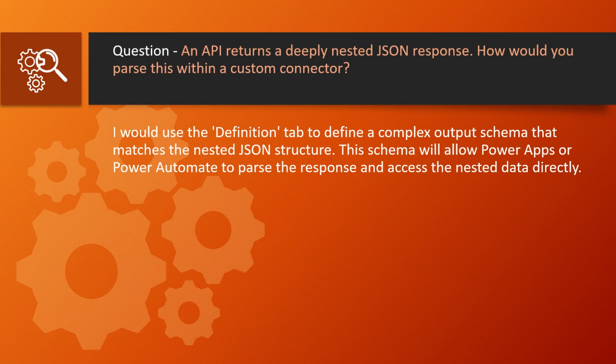An API returns a deeply nested JSON response. So we have got the response. How would you parse this within a custom connector? So in the definition tab, you need to define the complex output schema that matches the nested JSON structure. This schema will allow Power Apps or Power Automate to parse the response and access the nested data.